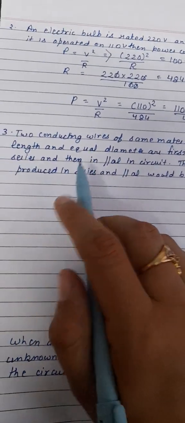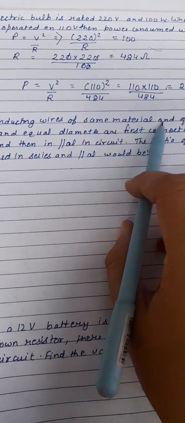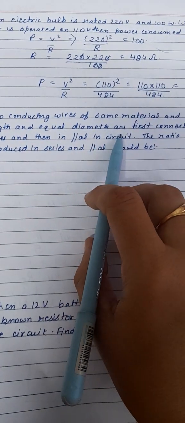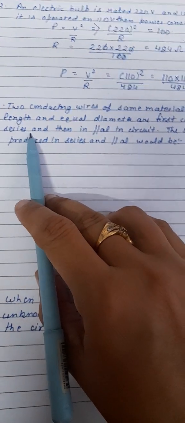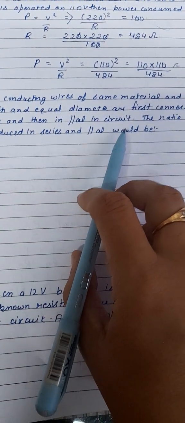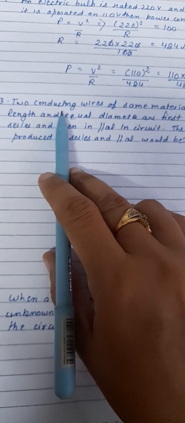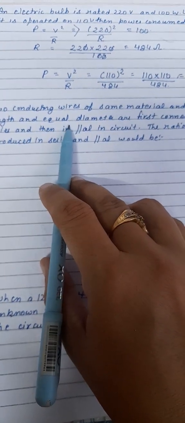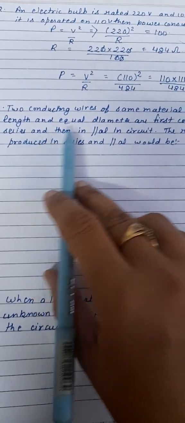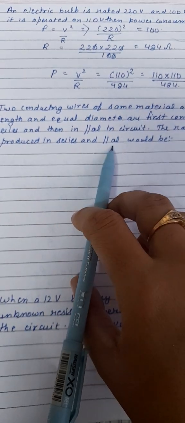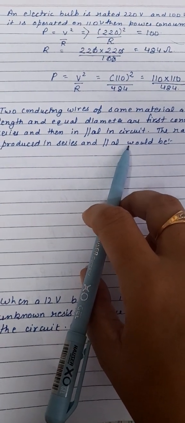Next is: two conducting wires of the same material and of equal length and equal diameter are first connected in series and then in parallel. The ratio of their heat produced in series and parallel. First, you have two wires of the same material, equal length, equal diameter, first connected in series, then in parallel. You have to find out the heat produced in series and parallel, then find their ratio.